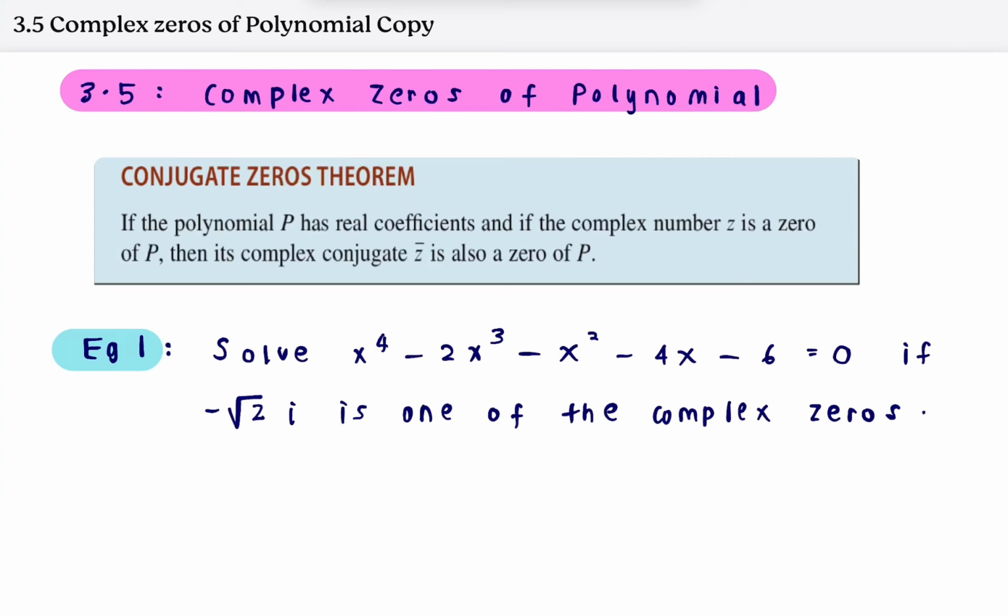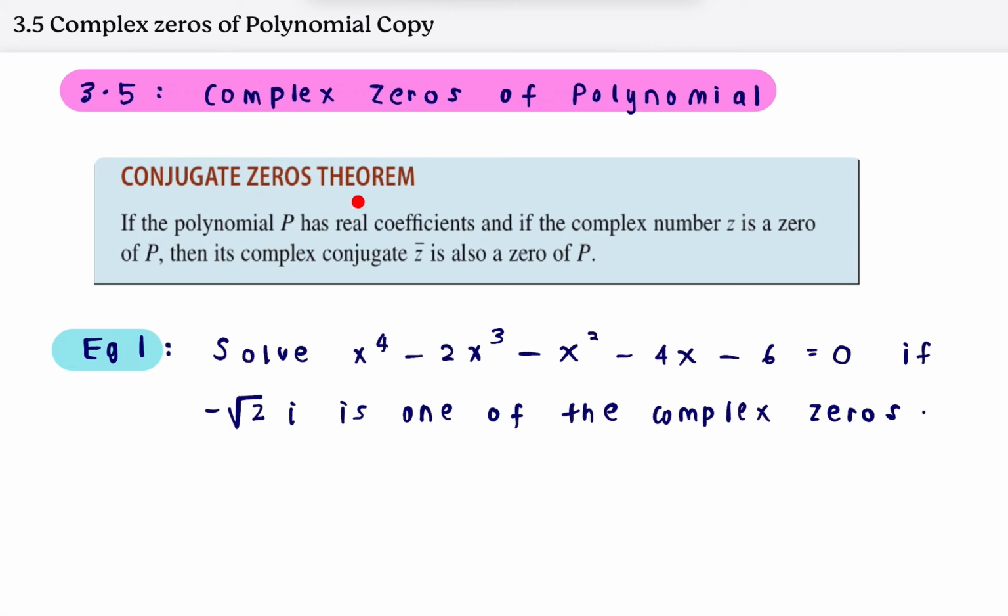Warahmatullahi wabarakatuh. This video is about the fifth subtopic from chapter 3, which is the complex zeros of polynomial. When I say complex zeros, it means your zeros are in terms of complex numbers. Okay, before we go to the example, let's look at the theorem first.